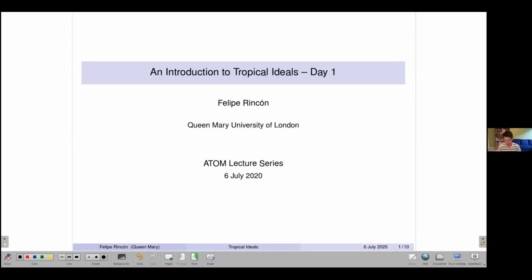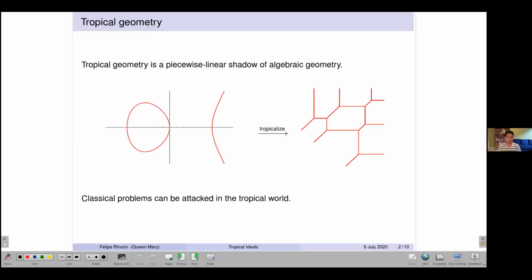So maybe let me just get started. Let's start with just thinking about what we have seen about tropical geometry so far. The way we've been thinking about tropical geometry so far is that it's a way of combinatorializing algebraic geometry. If you take a classical algebraic variety like this one on the left, you can tropicalize it, and we learned how to do that the first week, and you will end up with a polyhedral complex that looks like this one on the right.